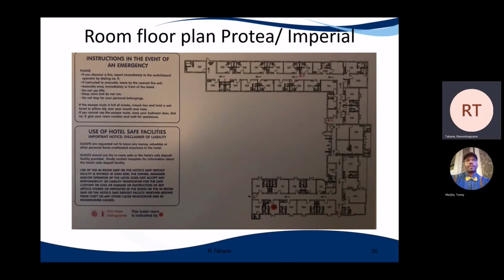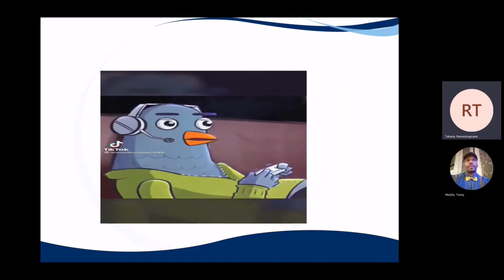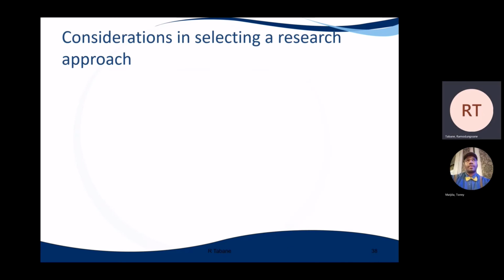Give us your floor plan, give us your map. How are you going to go around collecting data? So there are a few things for you to consider before you even say, this is how I'm going to collect my data.